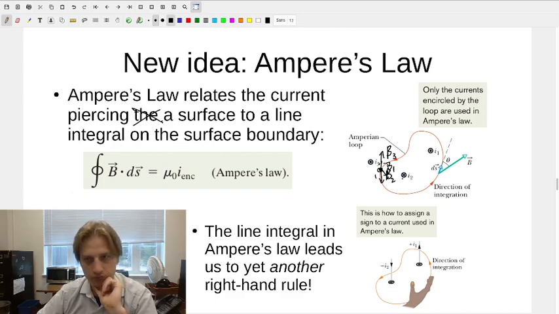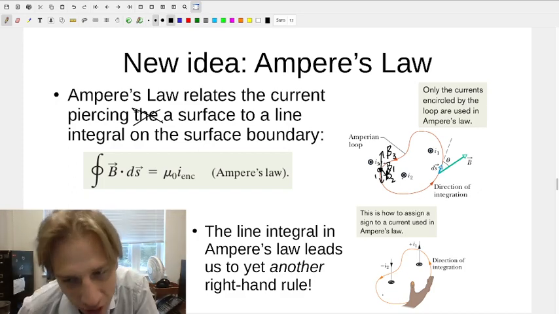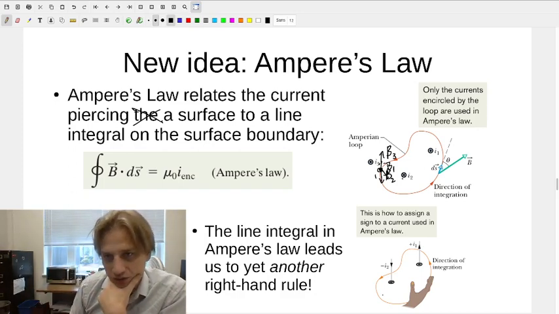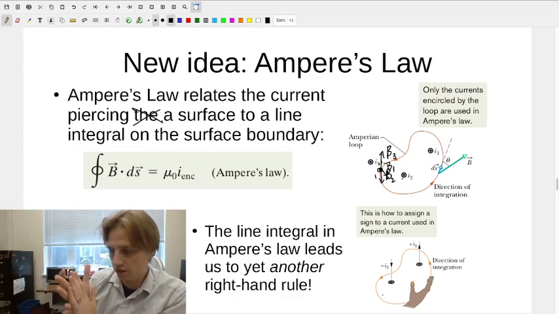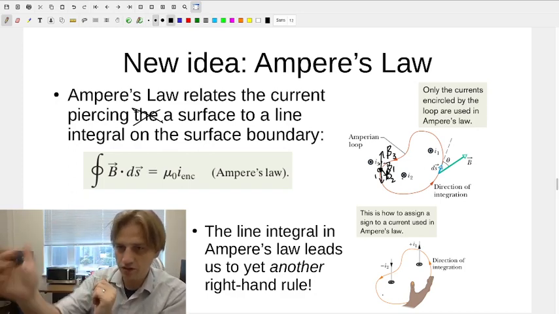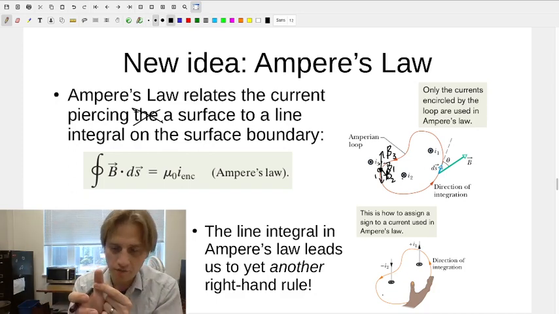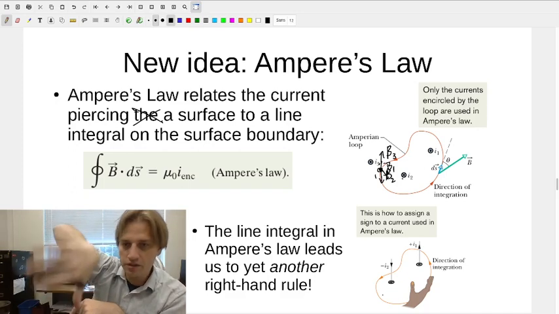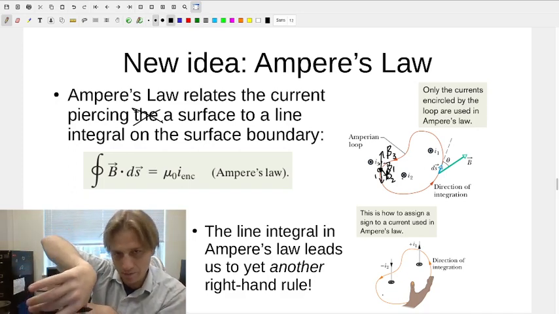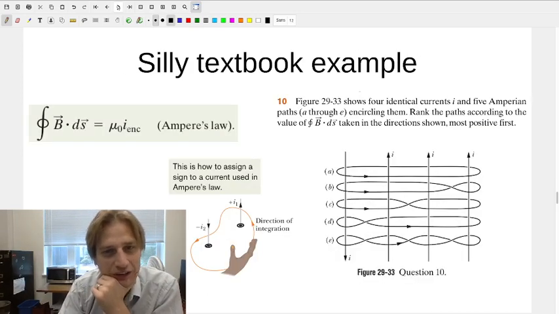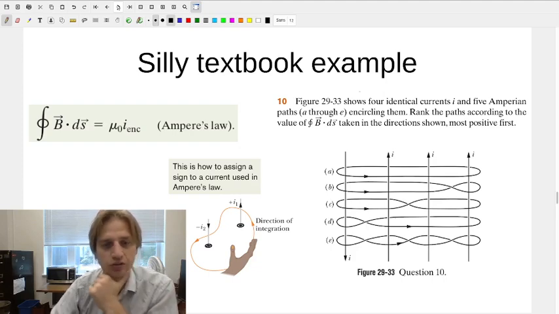Now, something that's a little confusing is that we have yet another right-hand rule. And this is saying, if we consider the direction of integration to be in the direction of our fingers, so we're curling around this loop, the direction of our thumb is the plus direction for a current, and the direction opposite our thumb is the minus direction. So let's just do a very simple example. I know this is a little confusing. Hopefully it'll be clearer if we do an example.